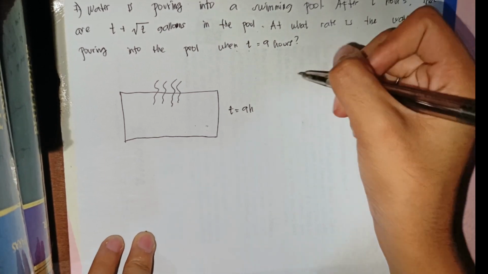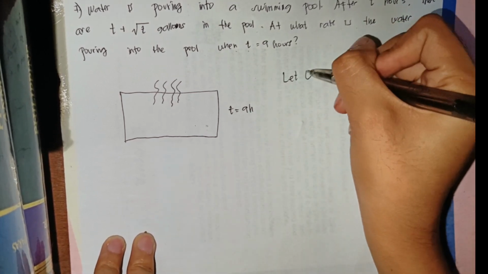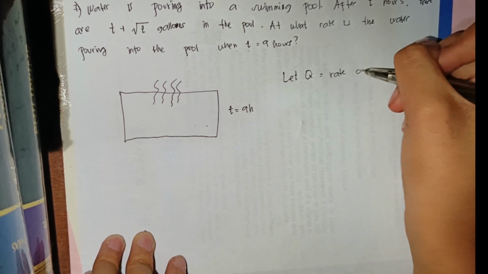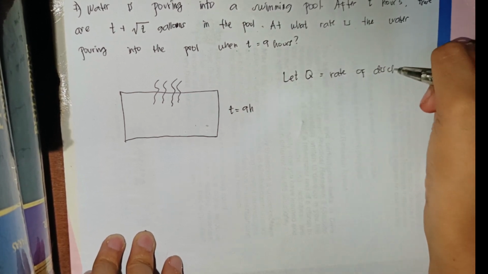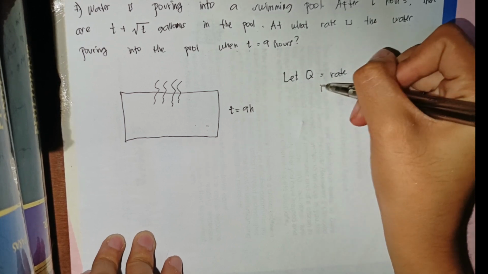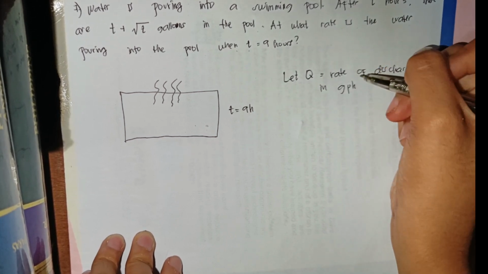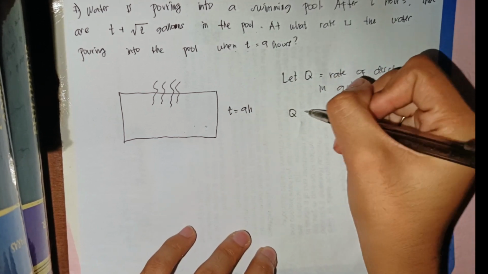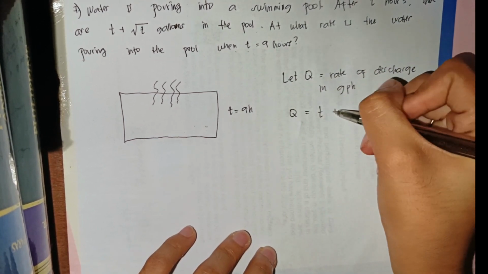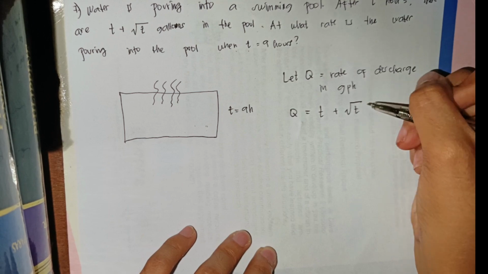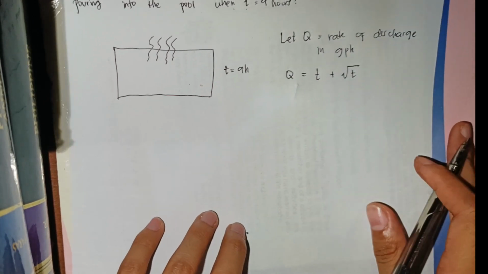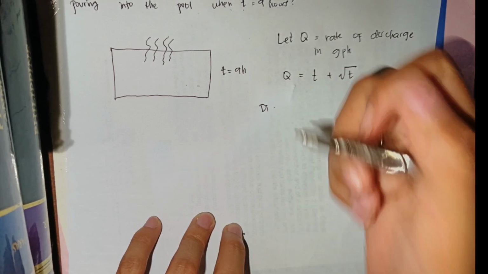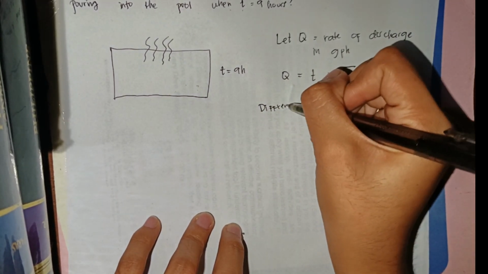So, let's let Q equal the rate of discharge in gallons per hour. So, Q is equal to t plus square root of t. Next, let's differentiate both sides with respect to time, or t. So, differentiate.